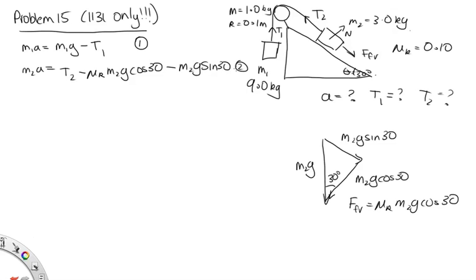Now we've got two equations there, but three unknowns. We don't know a, we don't know T1, and we don't know T2. So we need another equation as well. We can write an equation for this pulley here.